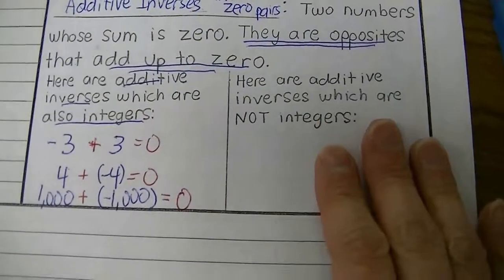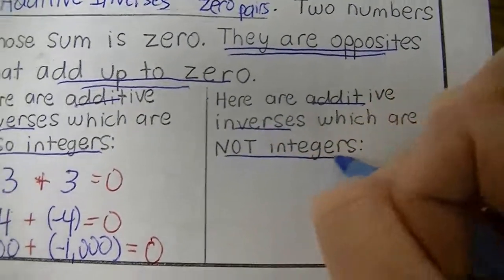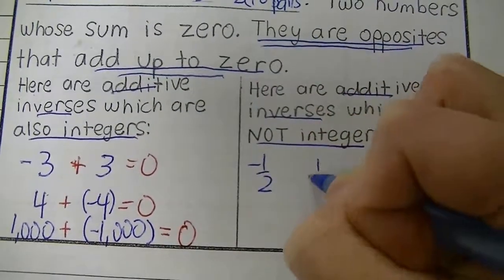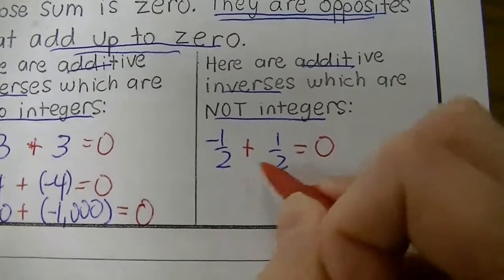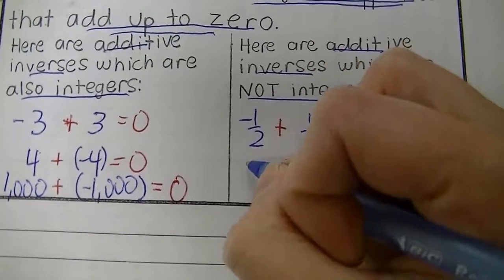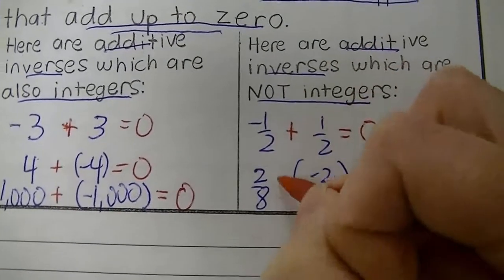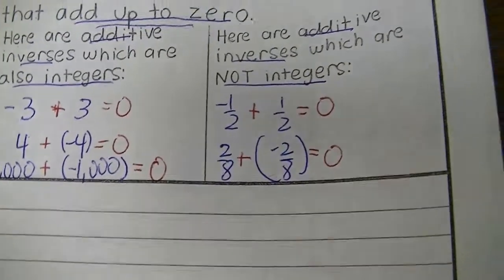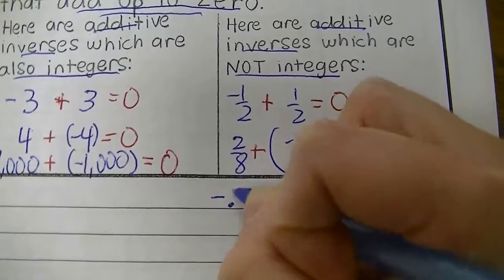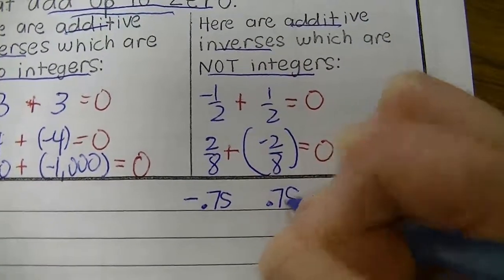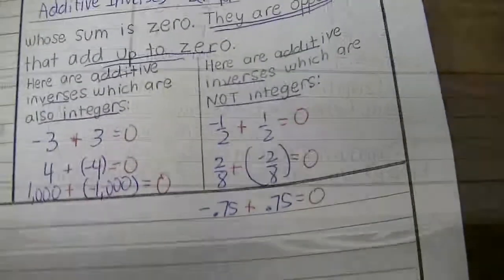Okay, additive inverses can also be numbers that are not integers. So here are some additive inverses which are not integers. -1/2 and 1/2. Those are additive inverses, but they're not integers. They are additive inverses though, because you'll see that they have a sum of 0. 2/8 and -2/8. Those are also additive inverses because their sum is 0, but they're not integers because they're not whole numbers. Okay, and let's throw in a decimal, -75/100ths and +75/100ths. Those two are examples of additive inverses simply because when you add them together, their sum is 0.